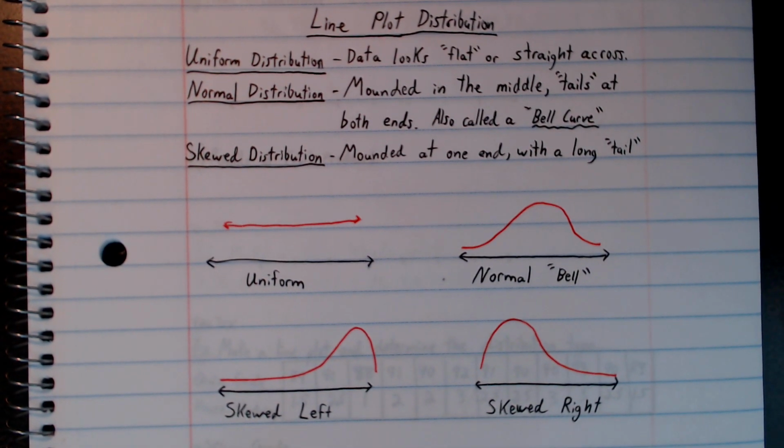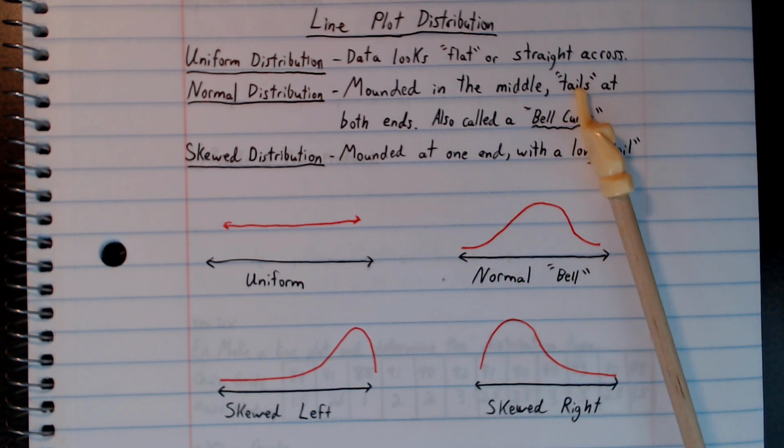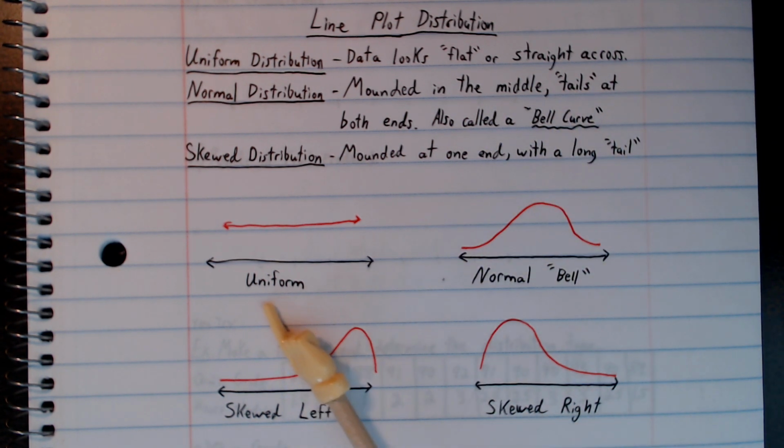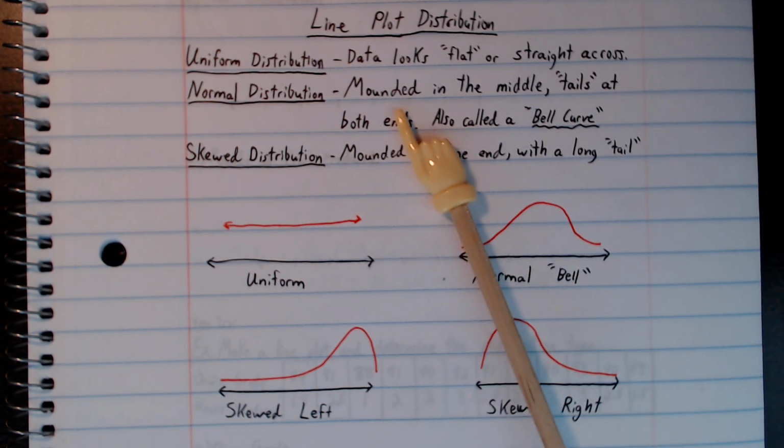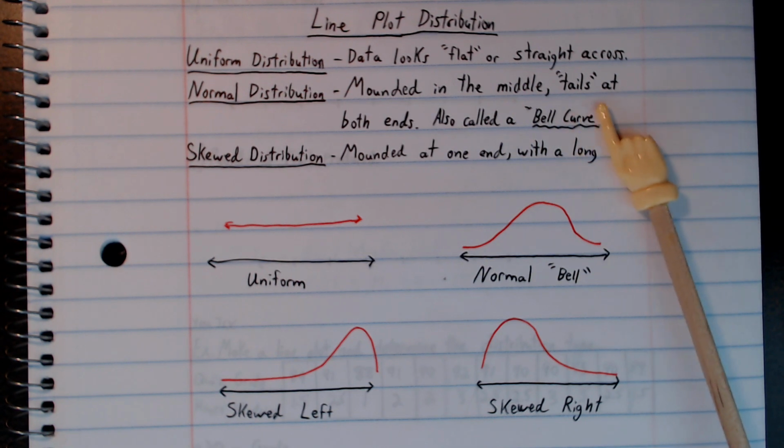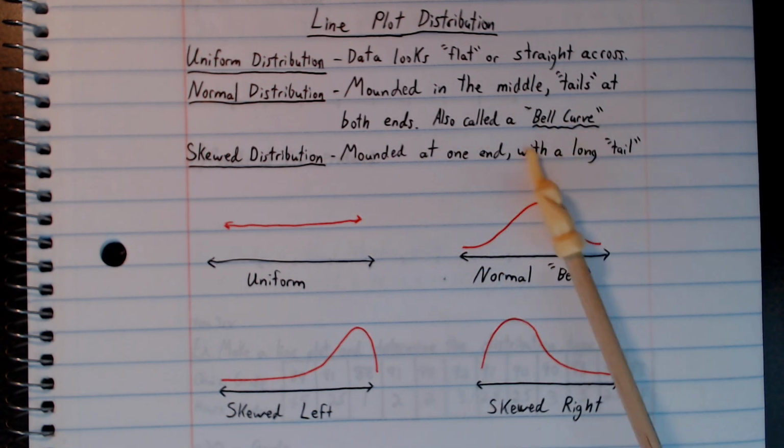Okay, before we do though, here's some things of how we would describe distributions. You have what's called uniform distribution, where the data looks flat or straight across, and I have examples of this right here. Maybe our data is all just lining up straight here. Nothing really happening. Next one you would have would be called a normal distribution, which is mounded in the middle with tails at both ends. It's also called a bell curve.